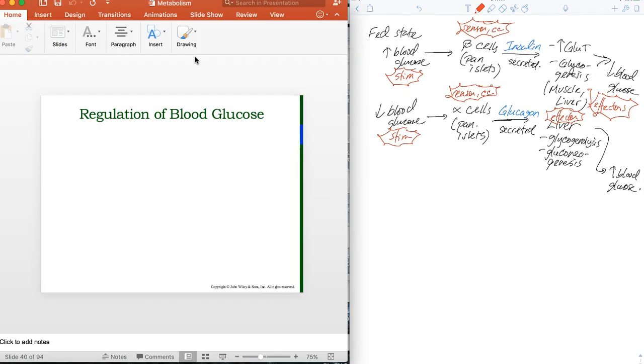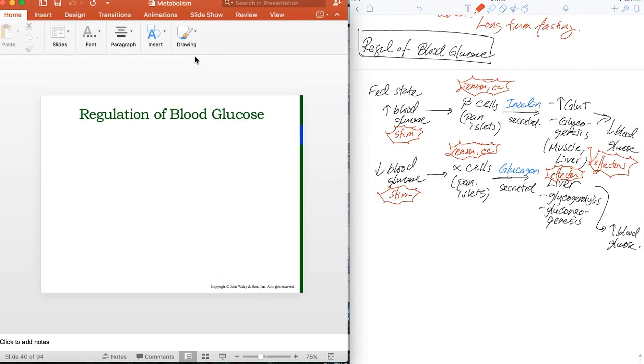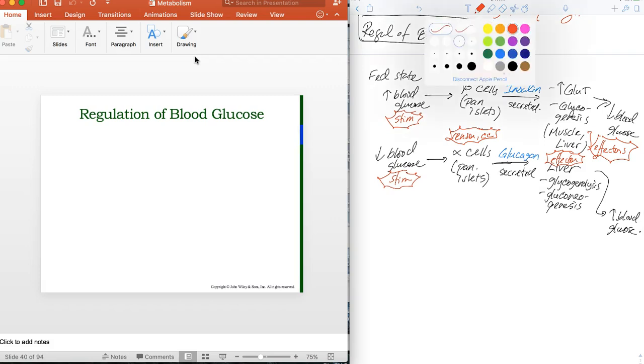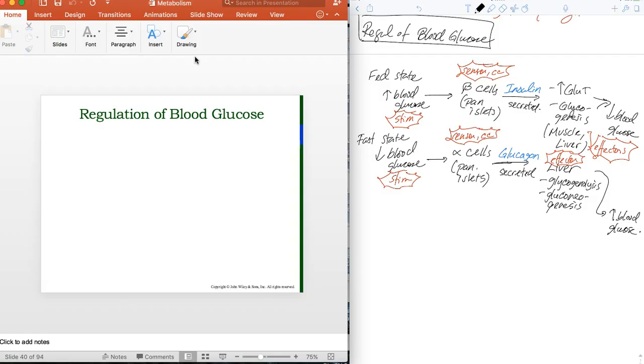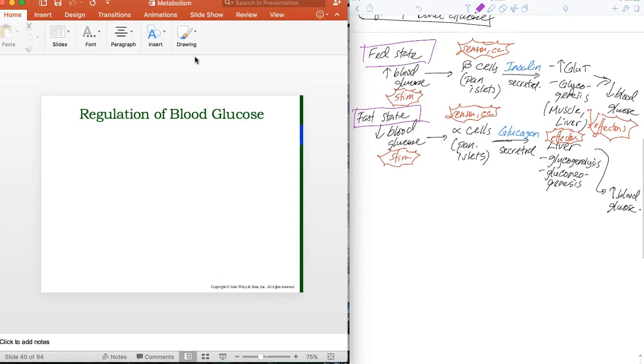All right. So the state that this would happen, the second one, would be the fasting state. Okay, your fed state, fasting state. Pancreas is involved with both, but then you have two populations of cells that are going to be activated. Beta cells for insulin, alpha cells for glucagon.